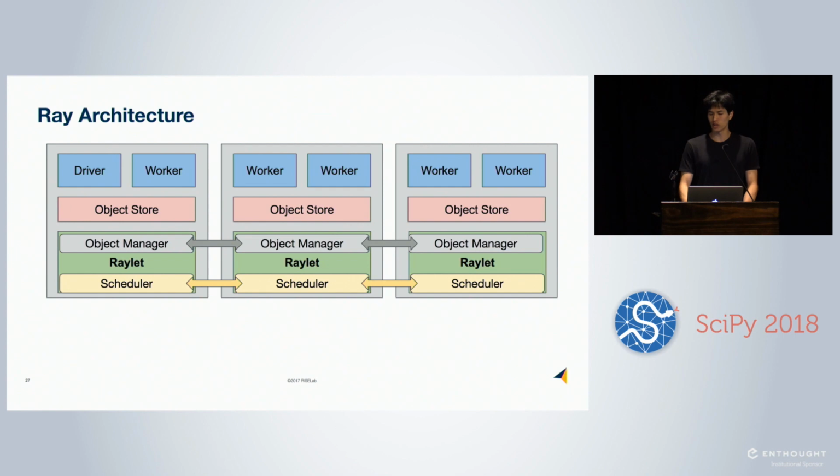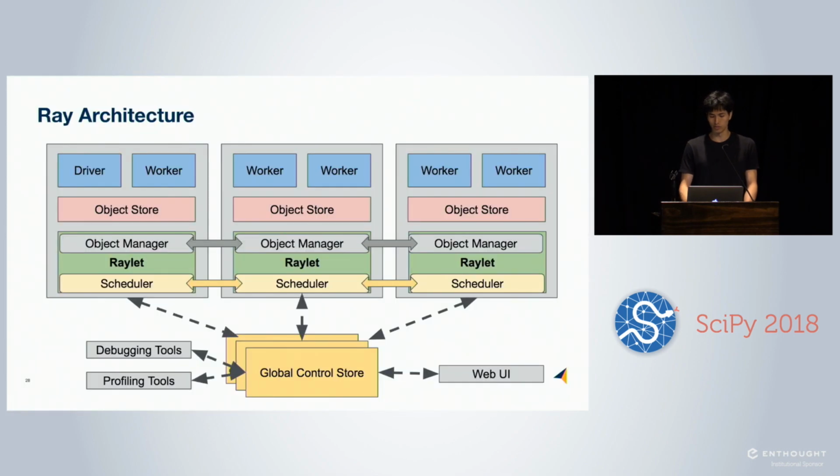And each machine also has a scheduler. So we take a distributed approach to scheduling because for applications that require very high task throughput, so say millions of tasks per second, a centralized scheduler would often be a bottleneck.